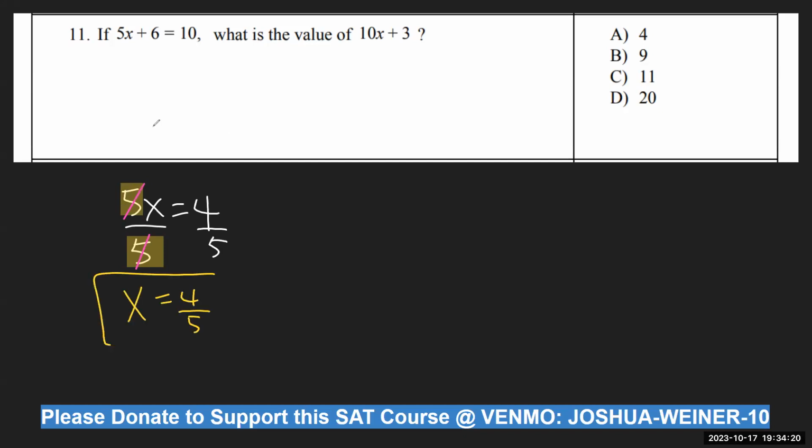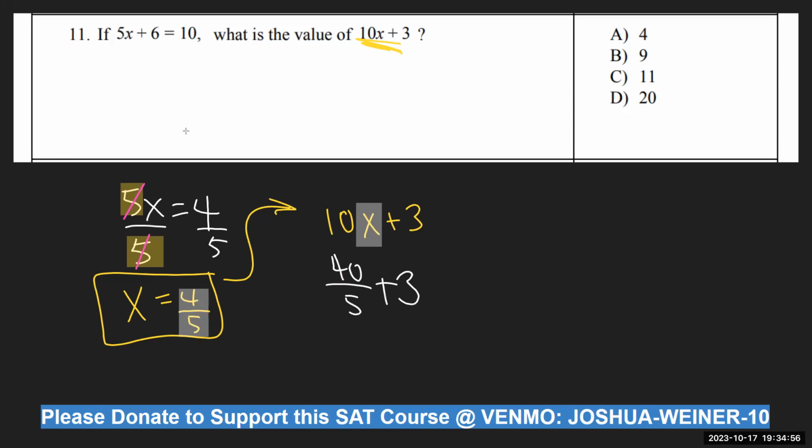And then how did you use that information? Because we wanted this expression 10x plus 3. All right, so what do you do next? I'm pretty positive that you would plug the fraction in for x, and then from there you would multiply, so 10 times 4/5 equals 8, and then you would add 8 and 3. Okay, 40/5 plus 3 is 8 plus 3. Yes. And you had the correct answer, 11.